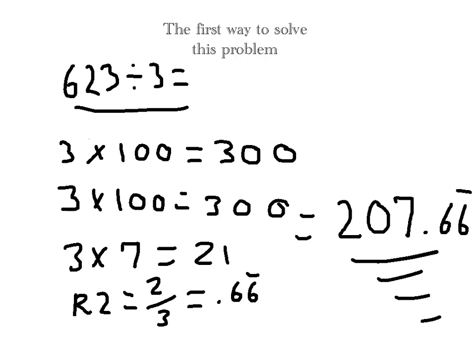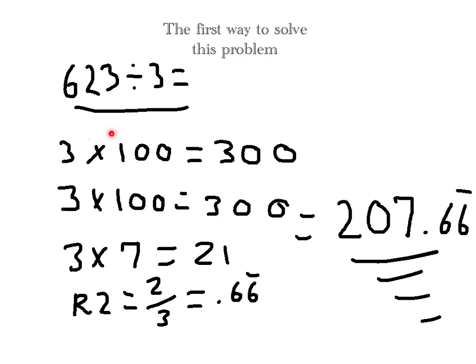The first way to solve the problem 623 divided by 3 is by trying to see as many 3's go into 623 as possible, then sorting the remainder into a decimal. Firstly, we have 3 times 100, which equals 300. Then if we do that again, we have 300 again. 3 times 100 equals 300. Add these two, and then we have 600.